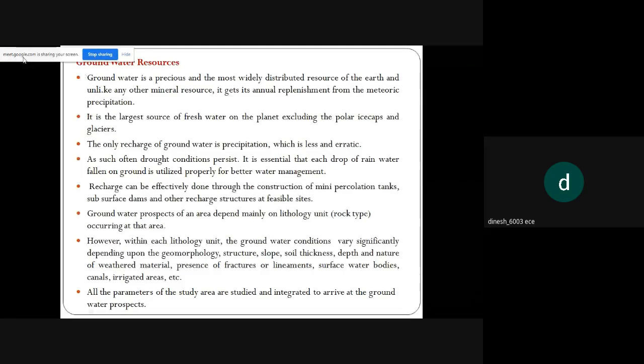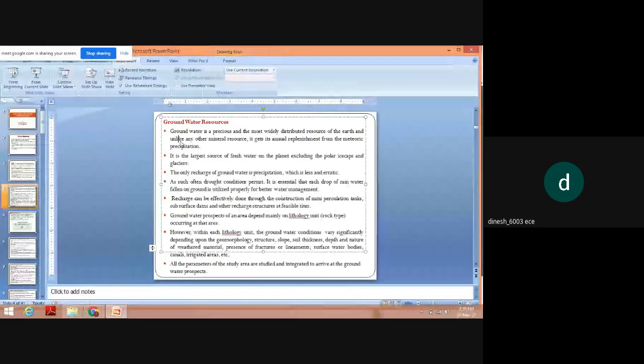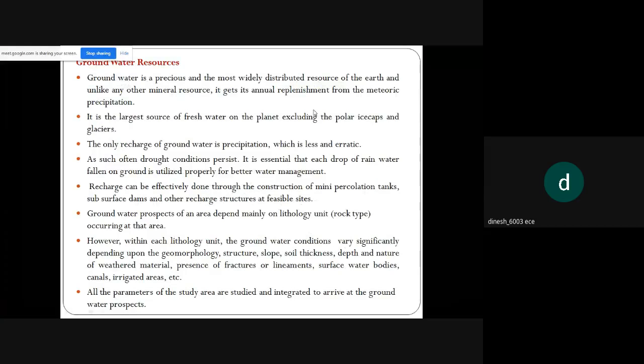Next is the groundwater resources. Groundwater is a precious and the most widely distributed resource of the earth, and unlike any other mineral resource, it gets its annual replenishment from the meteorological precipitation, that is the rainfall. So this groundwater resource is the largest source of fresh water on the planet Earth, excluding the polar ice caps and glaciers.